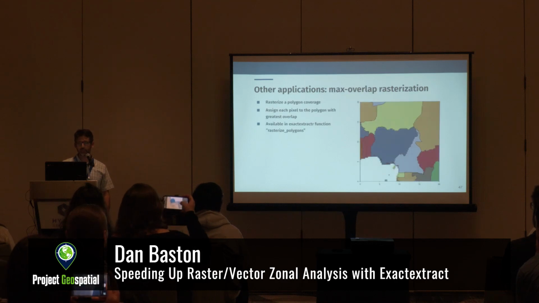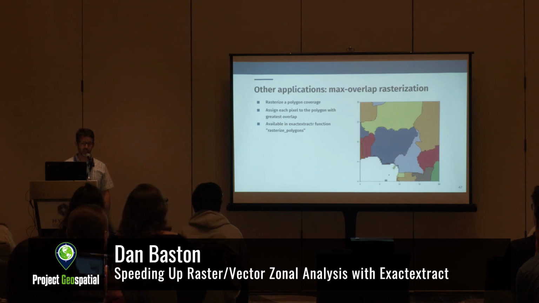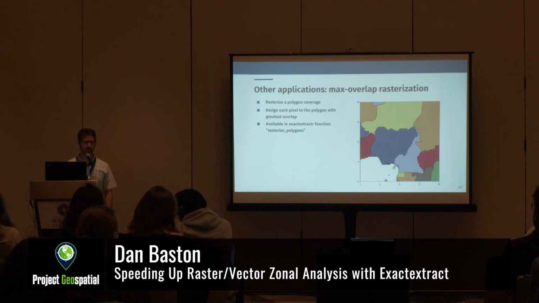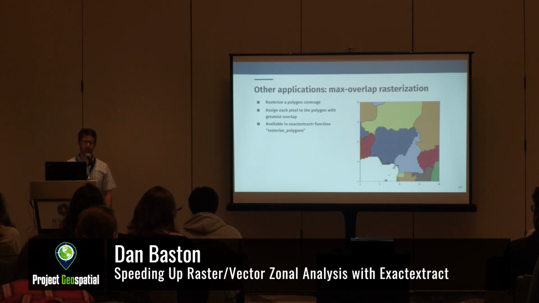Another interesting case that I've run across is maximum overlap rasterization. Usually when you're rasterizing a set of polygons, the way GDAL is going to do it is it's going to come to a polygon, find the intersecting pixels, and burn in some field from that polygon into the raster. So you're sensitive to the order that the features come in. I think of Angola and Zambia, side by side. If you've got a pixel that is 99% in Angola and 1% in Zambia, if your polygons are in alphabetical order, you're going to call that pixel Zambia. What exactextract will let you do is assign that pixel to the polygon with greatest overlap.